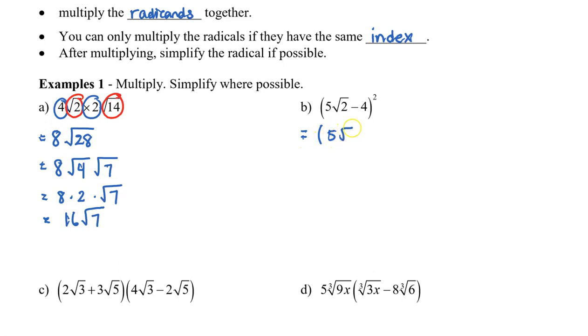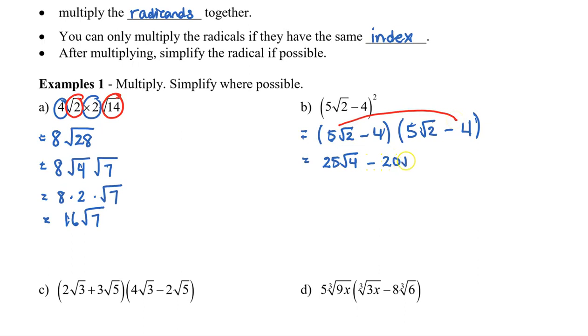So I have 5 root 2 minus 4, and then I have another 5 root 2, and then minus 4. All right, so what we're going to do is we're going to go 5 root 2 times 5 root 2, and that's going to give us 25 root 4, and then 5 root 2 times negative 4 will give us negative 20 root 2.